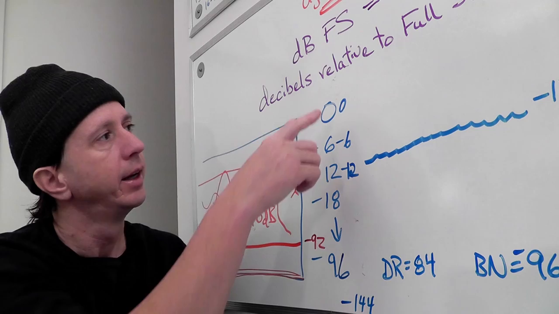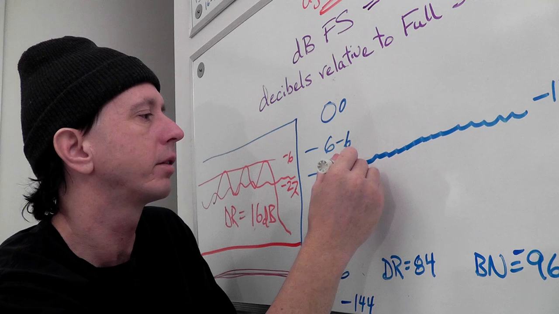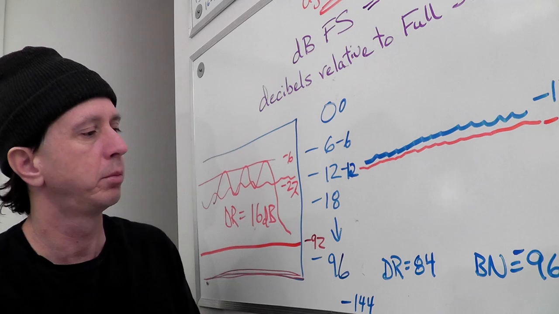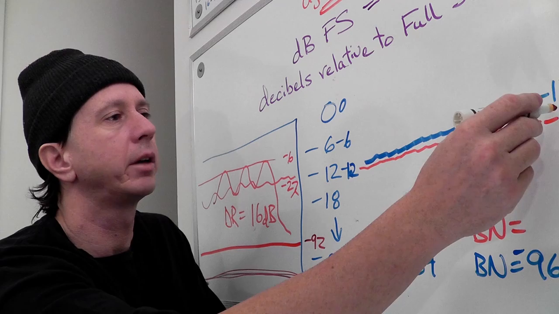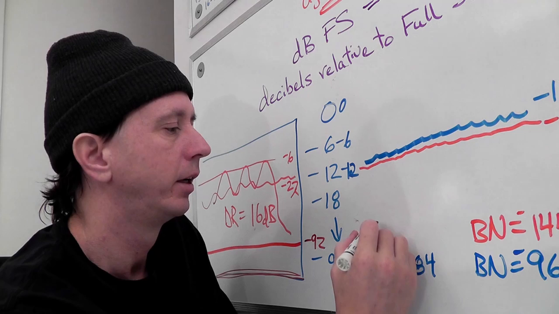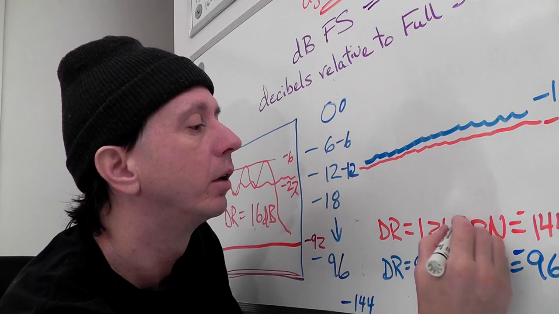Conversely, if we go with red as being the 24-bit system, and let's say that it's at the same level, basically. Let's even say it's one lower. The difference between your signal at minus 13 and your noise floor, which is way down at 144, means your background noise is negative 144, and that means your dynamic range is negative 144 to 13 is 131 decibels. So which is better? Higher number.